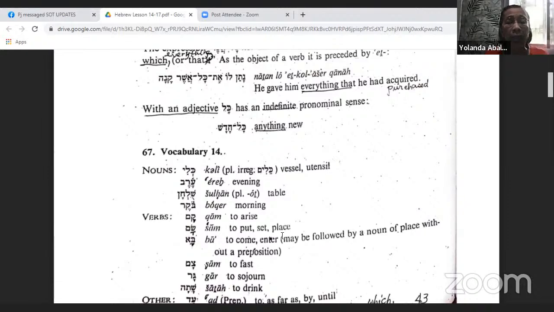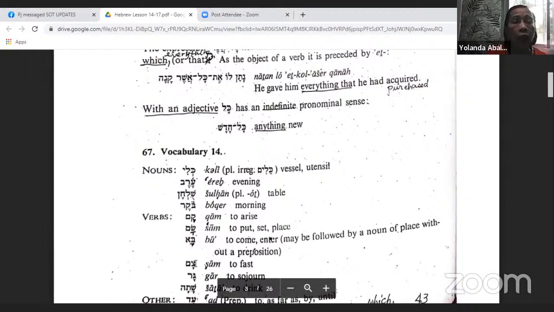Kapag may ilalagay ka, kapag may aayusin ka, kapag may ilalapag ka, that is some. Then the word ba. Ba. He came. That is, he entered. So, tandaan nyo, memorize nyo, hindi lamang he came, he entered. May be followed by a noun of place without a preposition. Alright. Ito na ngayon, another, charm.